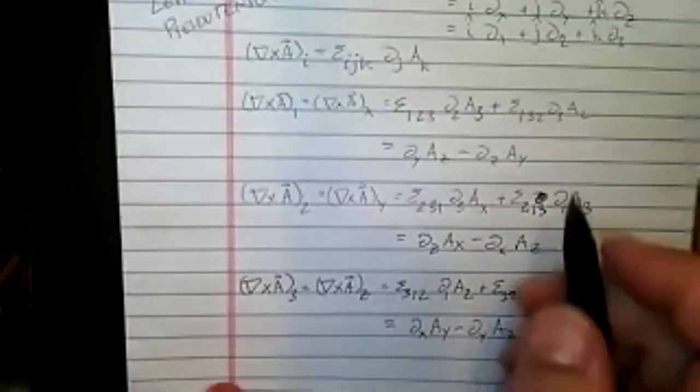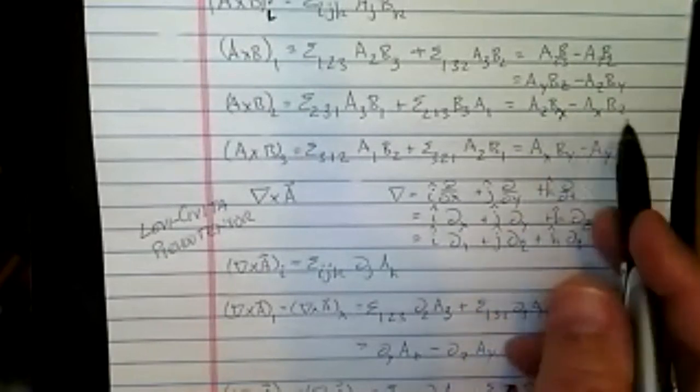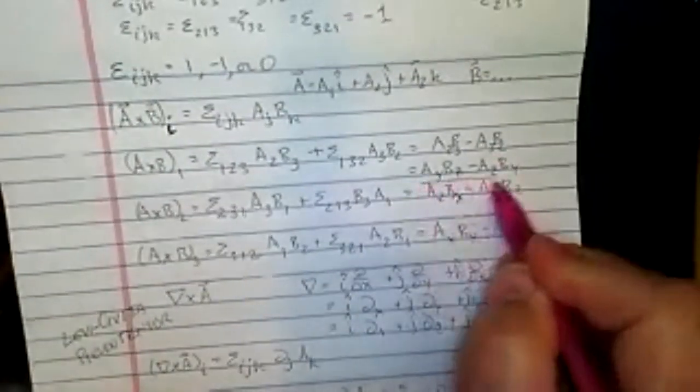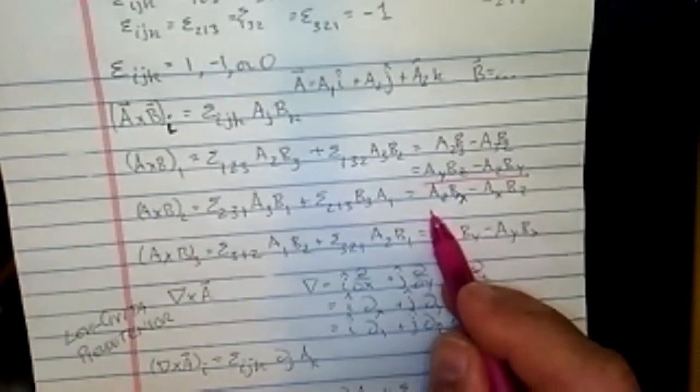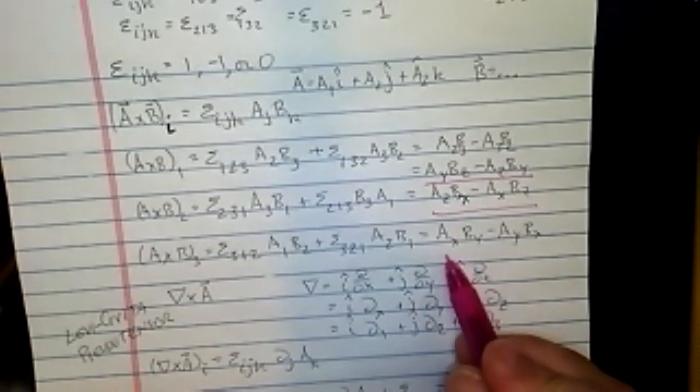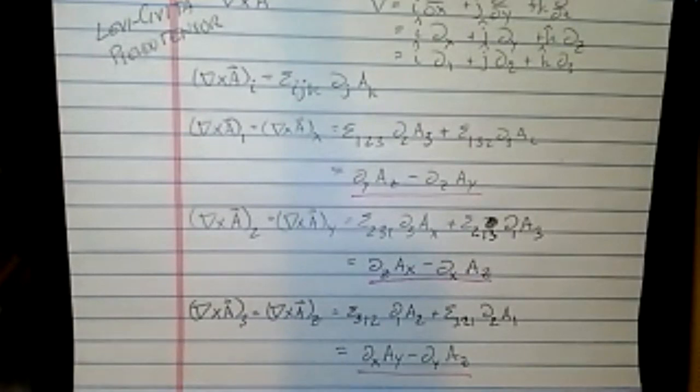And I think you can see that all these components for both A cross B, this one, and this one, and these components for the curl match what we've done before. So the final results, of course, are this for the x component of A cross B, this for the y component of A cross B, and this for the z component of A cross B, and then finally this for the, oops, I missed one, this for the y component, this one for the x component, and this one for the z component of the curl. So hopefully that's another way that you might find useful.